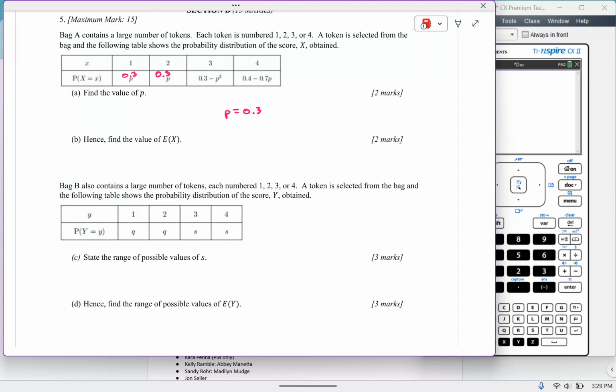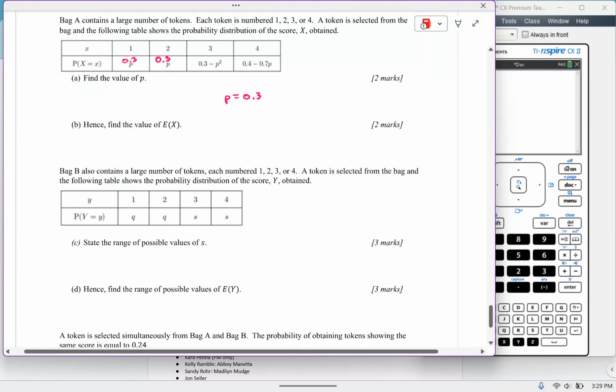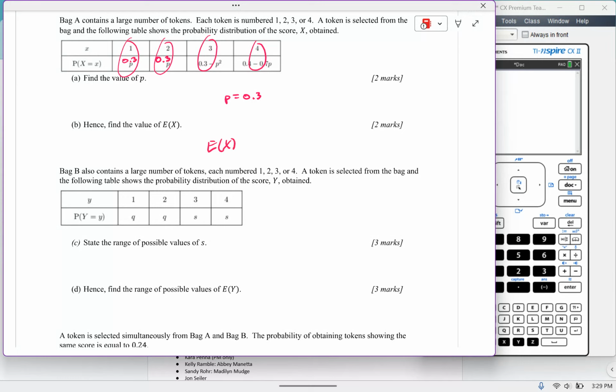Okay. And then, hence find the expected value of X. Did you guys multiply these two together and then add them all up? Did everybody get 2.29 in this room? I think most people got this right. All right, so the expected value of X ended up being 2.29.